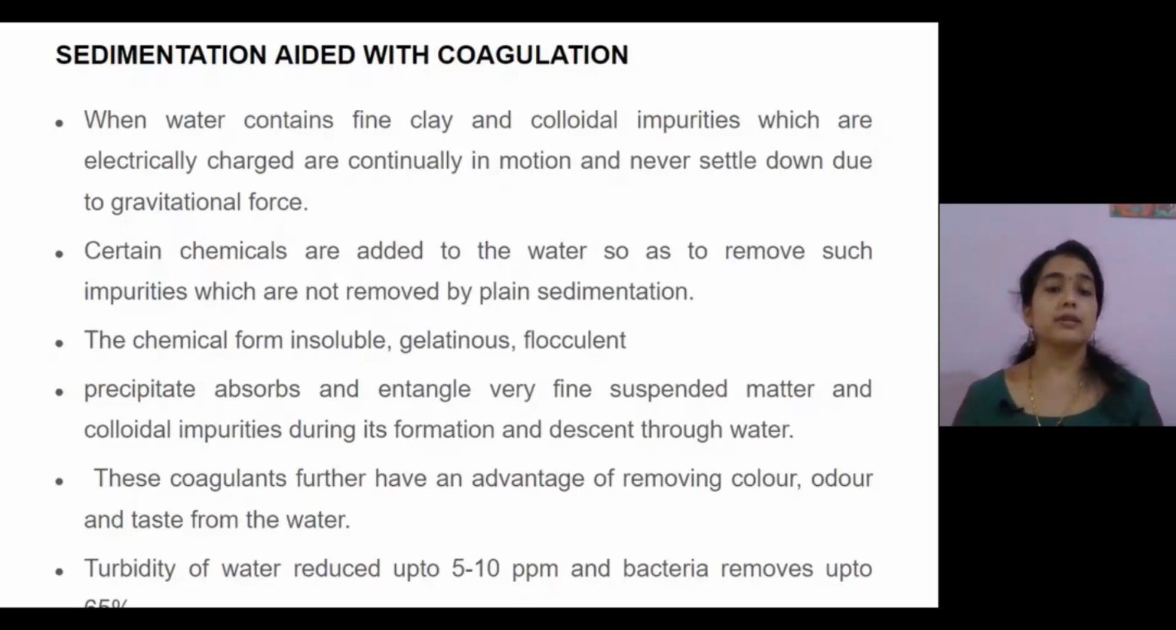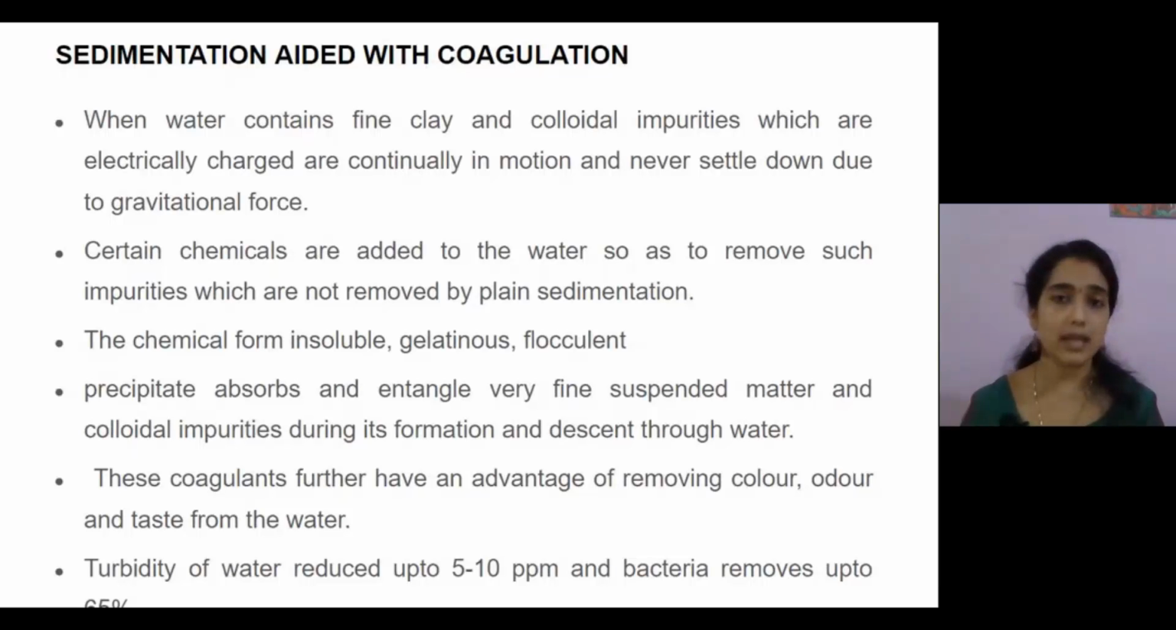Then the second process is sedimentation aided with coagulation. In the previous slide, we completed the plain sedimentation process. Then the next is sedimentation aided with coagulation. In what conditions do we use the supplementary action of coagulation? What happens if coagulant is added to the raw water? If the suspended impurities are not able to settle down in the plain sedimentation process, we have to provide sedimentation aided with coagulation.